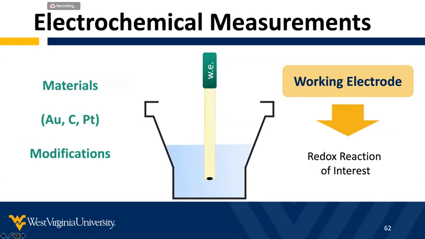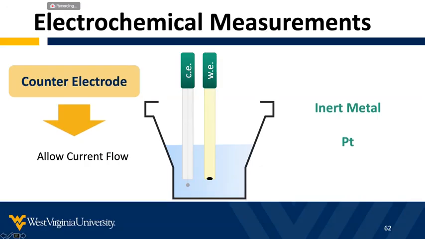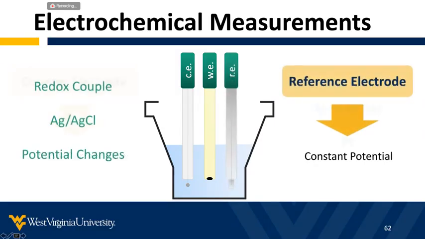The third is the counter or auxiliary electrode. This electrode is made of an inert metal, most often platinum, and completes the current loop, allowing the current to flow through the cell to the working electrode. Last is the reference electrode, which is important because it provides a constant potential from which the potential applied to the cell is compared against. The most common of this one is silver and silver chloride. As you can see from this cell, this is a bulky scenario.